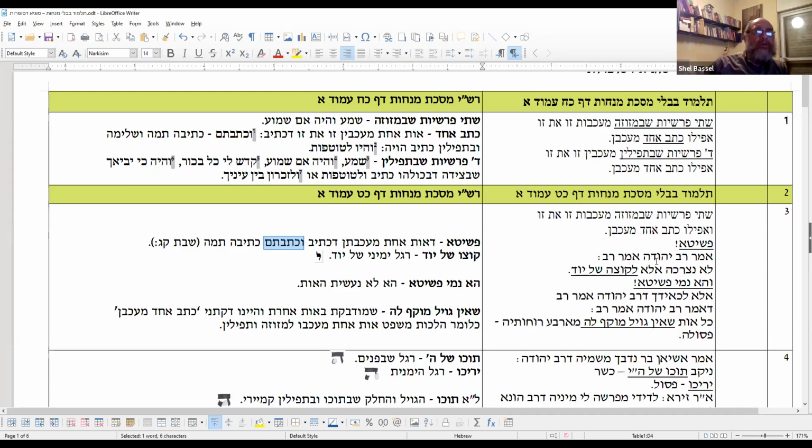Amar Rav Yehuda Amar Rav. So Rav Yehuda said in the name of Rav, Lo nitzucha ela lekotza shel yud. I don't need the Mishnah except to tell me about the thorn or the serif or the point sticking out on the yud. So what's the kotza shel yud, and what does it mean in this context? So Rashi explains, kotza shel yud, regel yemini shel yud, the right leg of the yud.